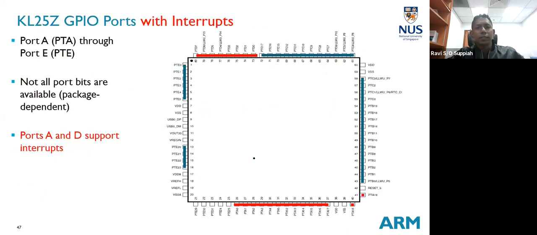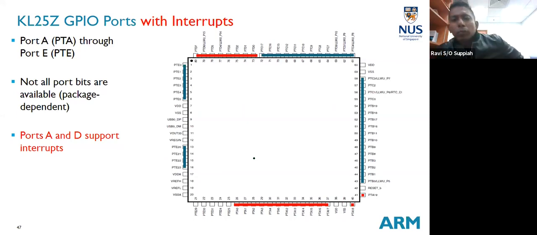Okay, so if you look through the data sheet, you will see that we have a lot of ports, port A to port E, all right? And then if you look at the interrupt vector table, there is only port A and port D for interrupts, all right? And this is because of the current configuration of this microcontroller, all right?